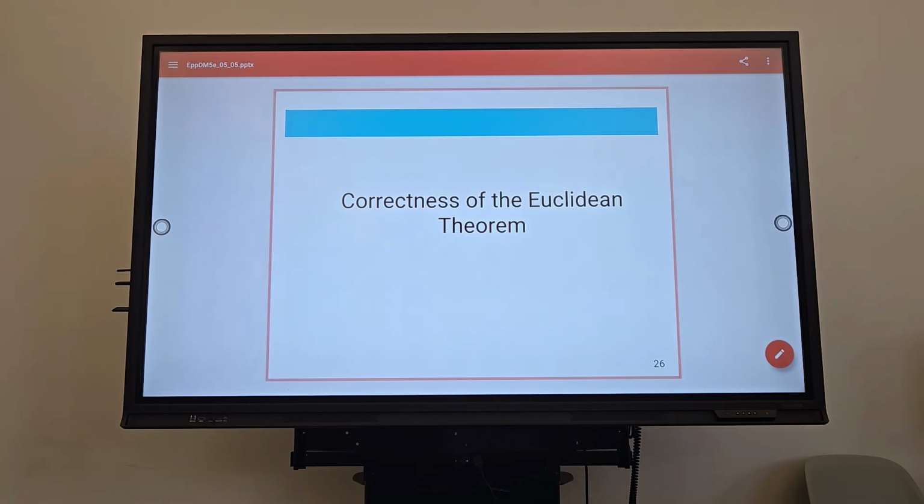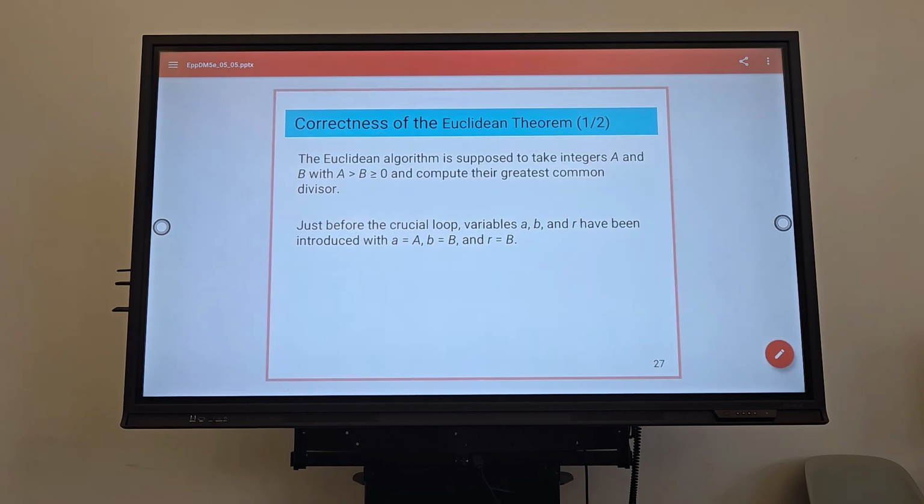Correctness of the Euclidean algorithm. The Euclidean algorithm is supposed to take integers a and b with a greater than b and b greater than or equal to 0 and compute their greatest common divisor. Just before the crucial loop, variables a, b, and r have been introduced as a equals big A and b equals big B and r equals b.